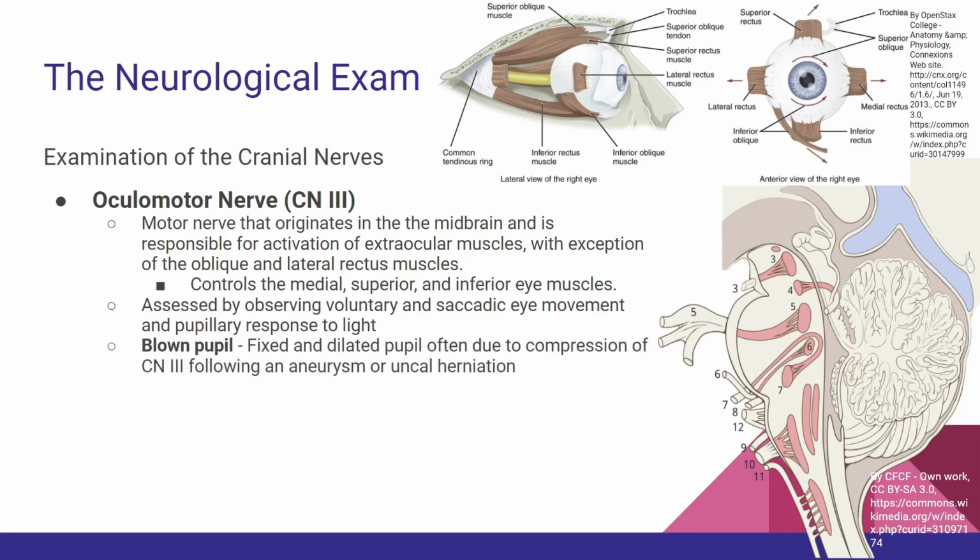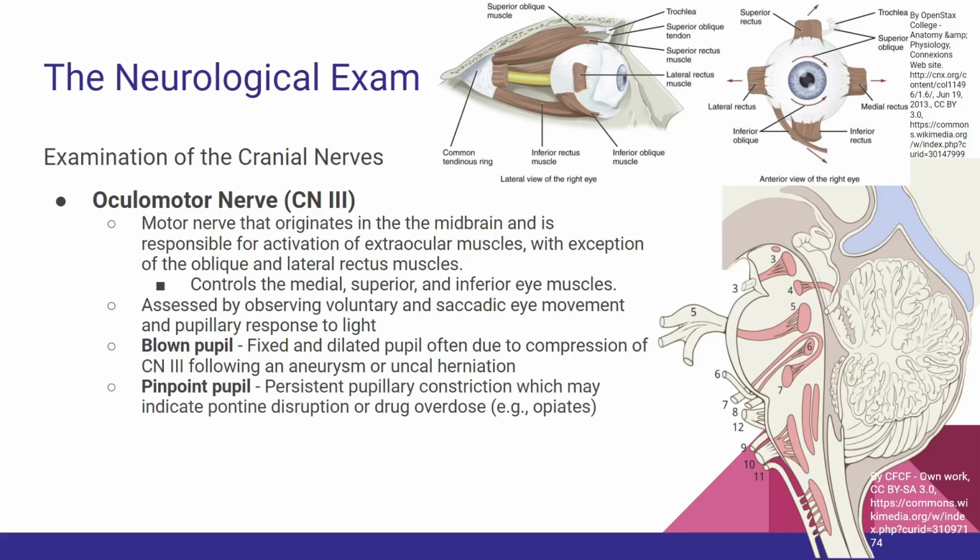So a couple of conditions that can occur when there's injury to cranial nerve 3 is a blown pupil, which makes the pupil fixed and dilated, so it gets bigger, and it's often following some kind of aneurysm or uncal herniation. People can also experience a pinpoint pupil, which is when there's that persistent constriction of the pupil, which makes it look like a pinpoint, and that can indicate either dysfunction in the pons or drug overdose, particularly with opiate drugs.